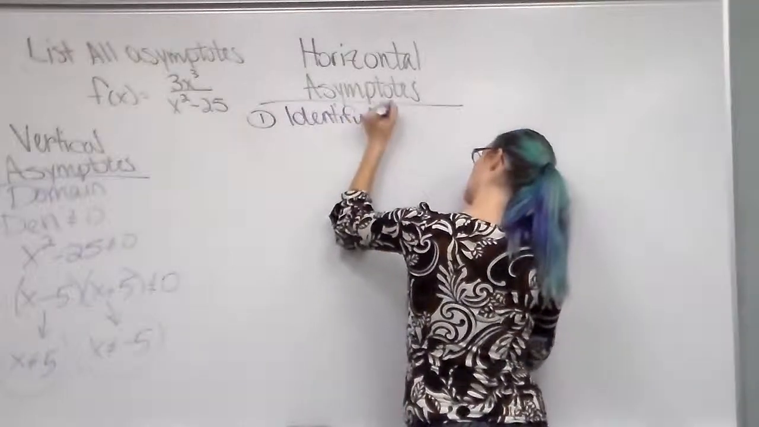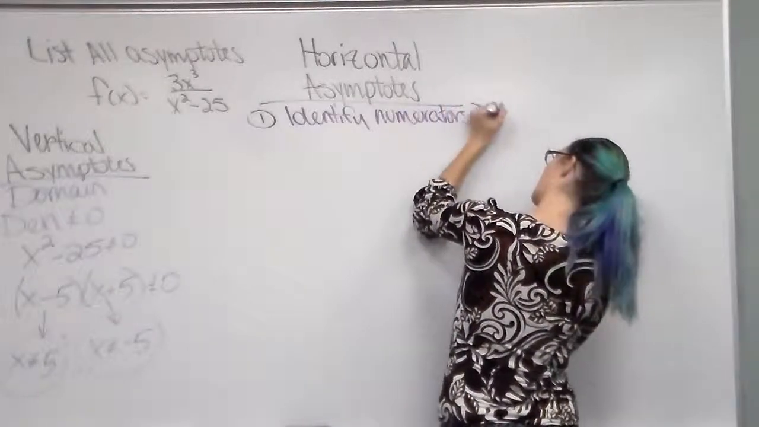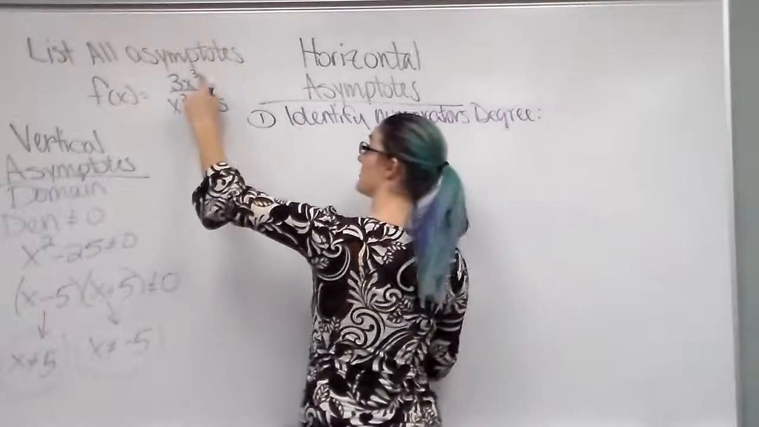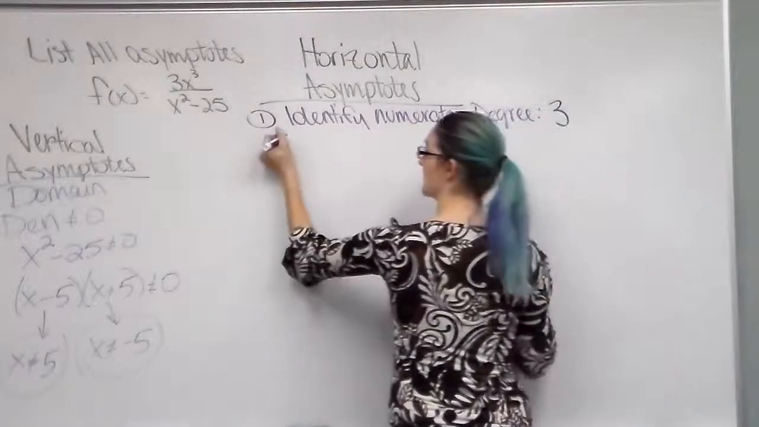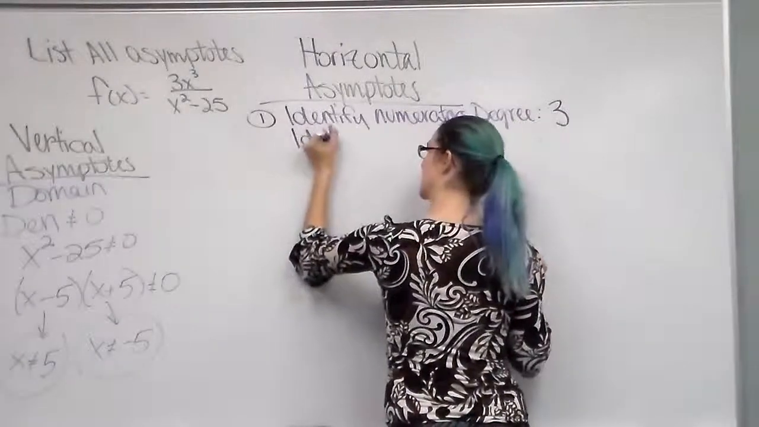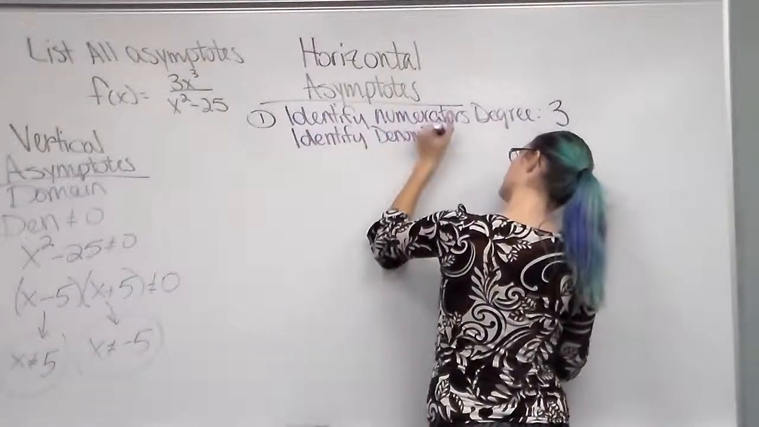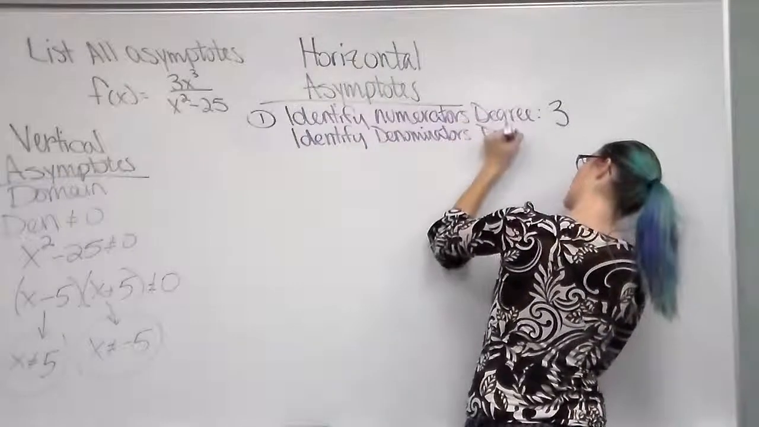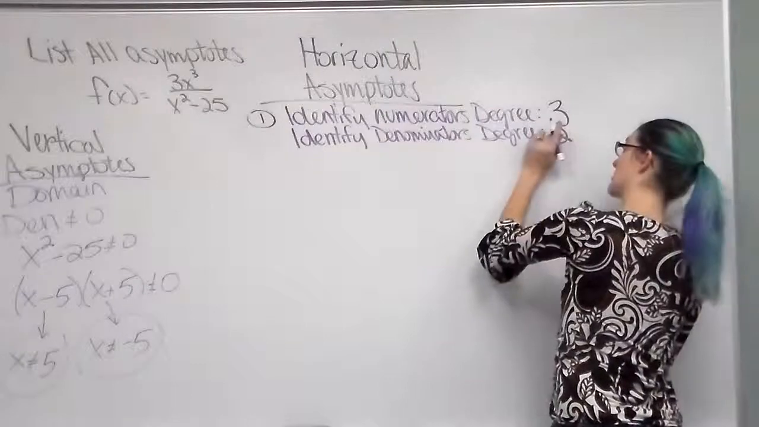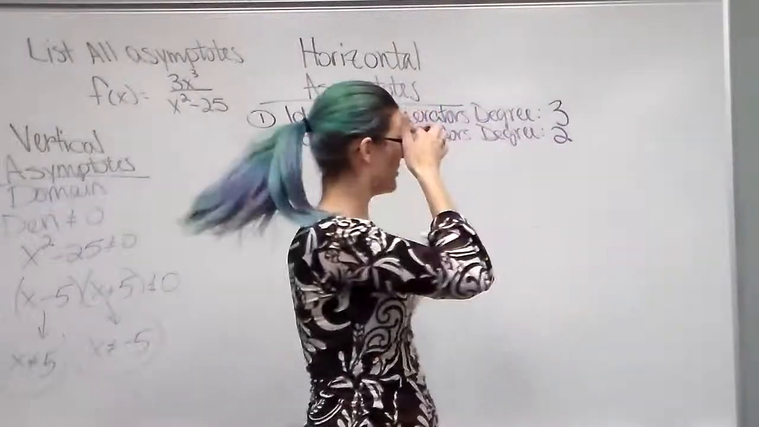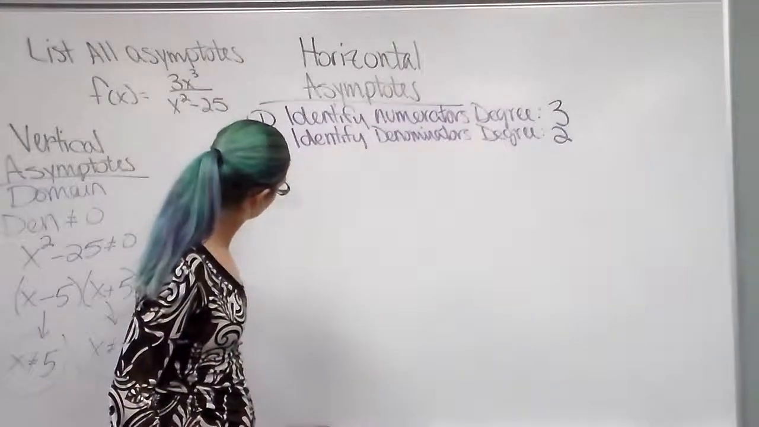Identify numerator's degree. Degree means highest exponent. So the highest exponent on the numerator is a 3. Then you're going to identify the denominator's degree. Degree again, highest exponent, that would be a 2. So on top we have a 3, on bottom we have a 2. Then compare.